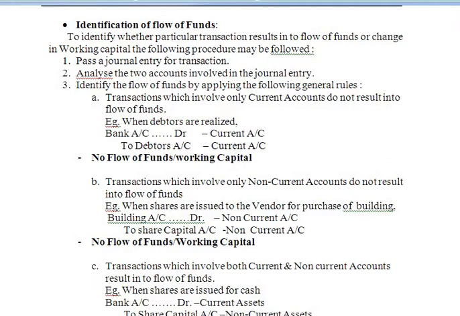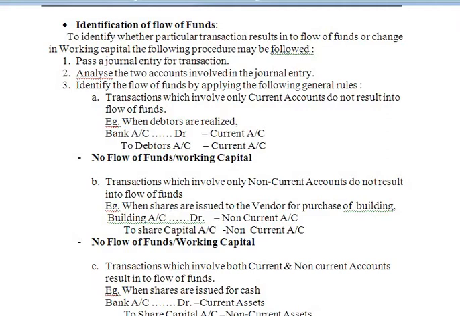The first one is transactions which involve only current accounts do not result in flow of funds. For example, say when the debtors are realized, the journal entry will be bank account debit to debtors account. Okay, now this is the first step, that we have to pass a journal entry. After passing the journal entry, we have to analyze the two accounts involved in the journal entry.